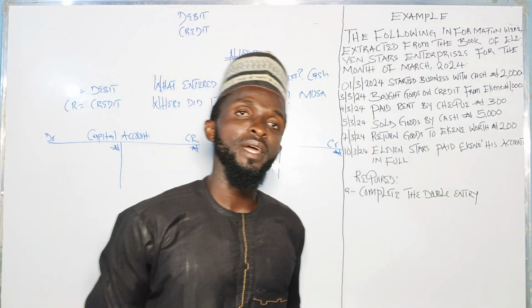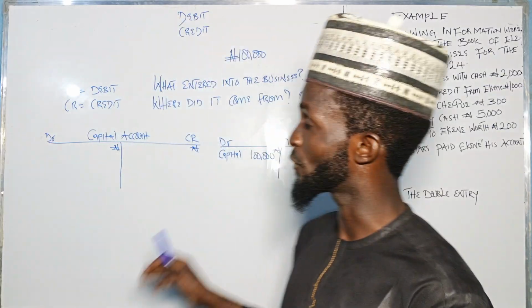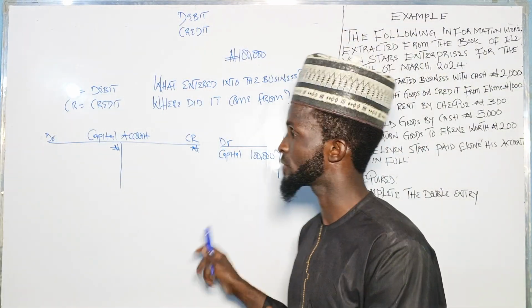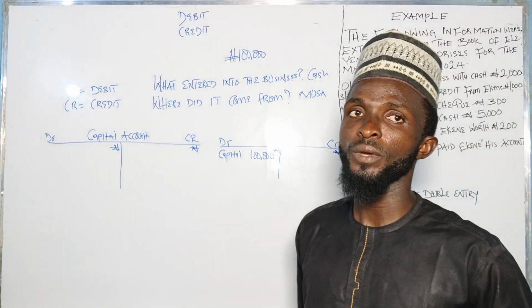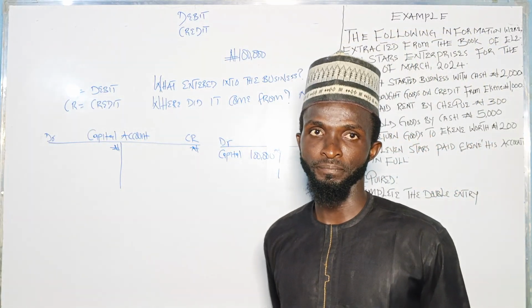And remember, we said every transaction must affect at least two accounts. We have written on one account. Where is the other account going to be? The other account should be capital. Where are we writing on capital account? Despite it was Musa that introduced the money.